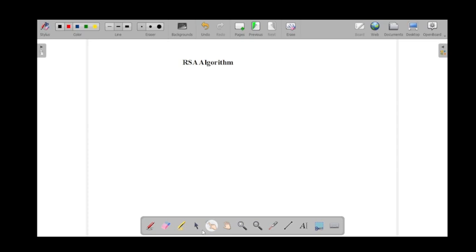Hello everyone, in this video we will learn the steps involved in the RSA algorithm and its examples. In the RSA algorithm, we are taking two large prime numbers, which we can call P and Q. In the first step, we are taking the values of P and Q. In the second step, we are taking the product of those two large prime numbers, that is P into Q.